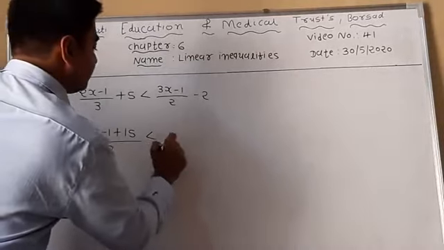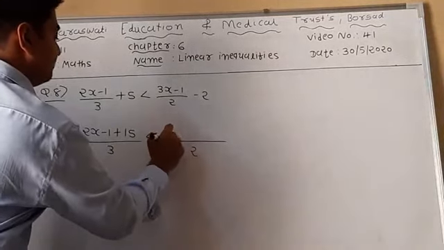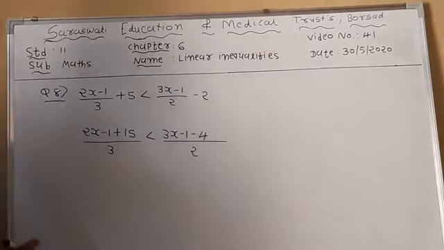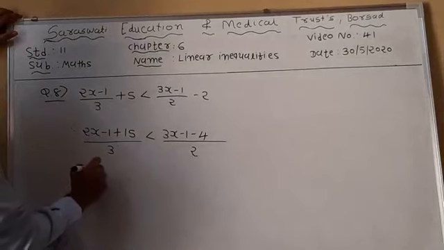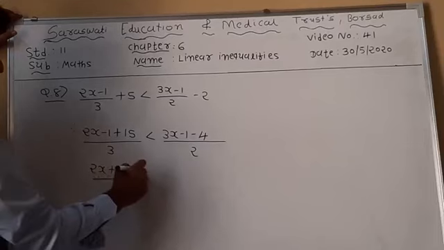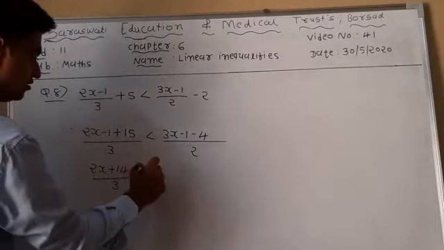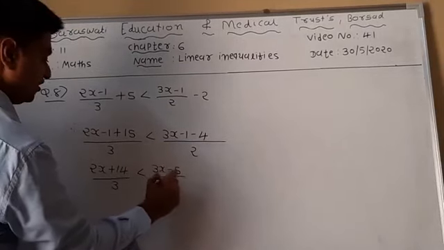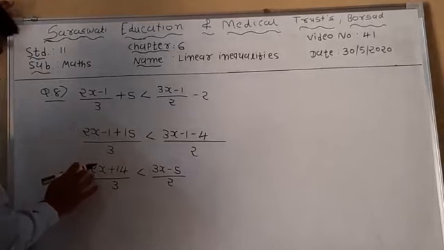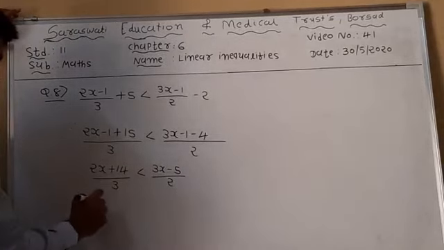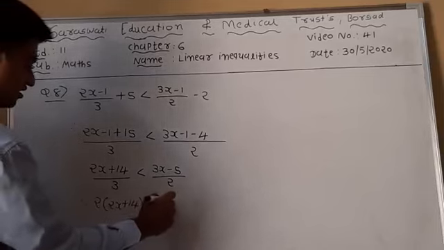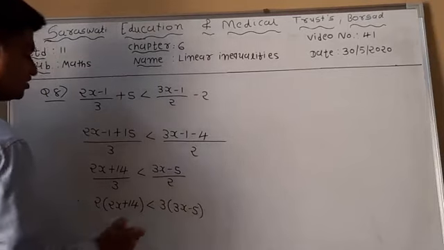2 is the LCM on the right side, 3x minus 1 minus 4. Therefore 2x, 15 minus 1, that means plus 14, divided by 3, is less than 3x minus 5 divided by 2. Now the 2 is written on the left side and the 3 on the right side. So 2 into bracket 2x plus 14 is less than 3 into bracket 3x minus 5.